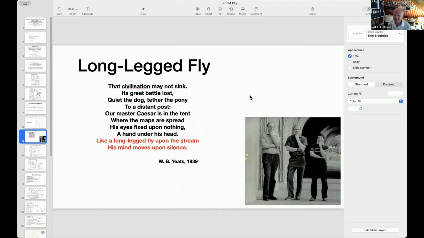And I called them long-legged letters because I keep thinking of a poem of Yeats, which, when you've heard it, tends to stick in your mind. It's called Long-Legged Fly, and there are 3 verses. The first verse is that civilization may not sink, its great battle lost. Quiet the dog, tether the pony to a distant post. Our master Caesar is in the tent where the maps are spread, his eyes fixed upon nothing, a hand under his head, like a long-legged fly upon the stream, his mind upon silence.